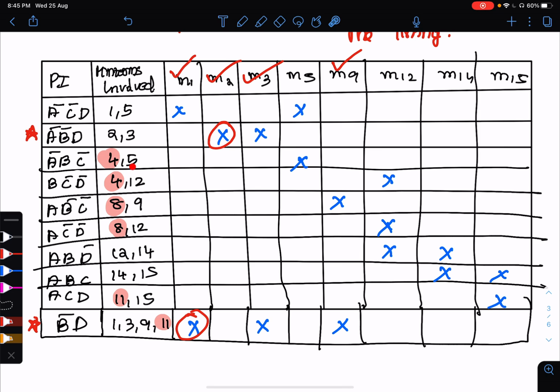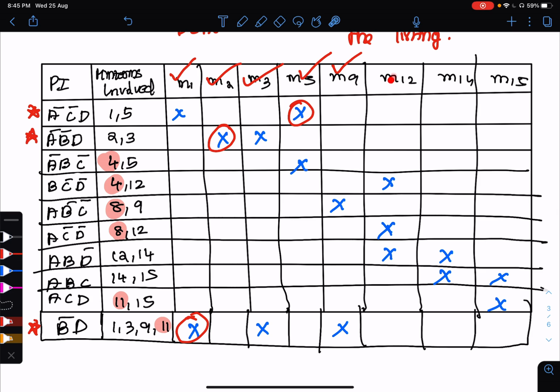I will be selecting this one, A dash C dash D dash, because the other has a don't care. Comparing these, only 5 will be covered additionally. I don't choose that because 4 is a don't care, so we can leave that. Better of the two, I think, is the one covering 1 and 5. You can select A dash B C dash also, there is no problem. So M5 is covered.